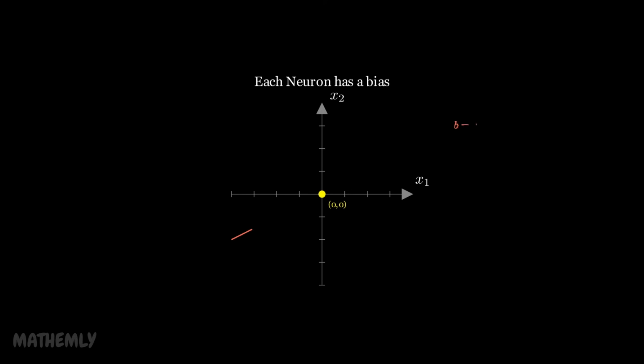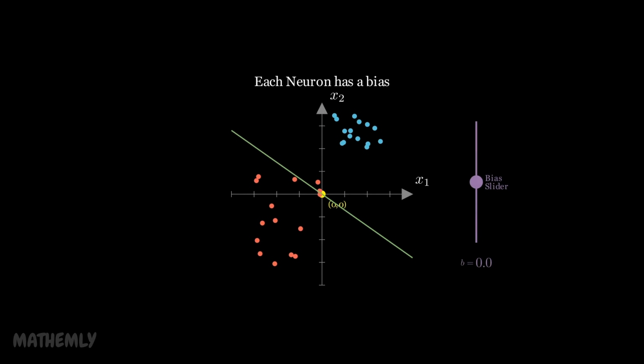Imagine you're drawing a straight line to separate two groups of points on a graph. If there were no bias, your line would always have to cross the point 0, 0 or the origin. But data in the real world rarely lines up that neatly. The bias acts like a vertical slider, letting you move the entire line up or down until it best separates the data. This flexibility is crucial.